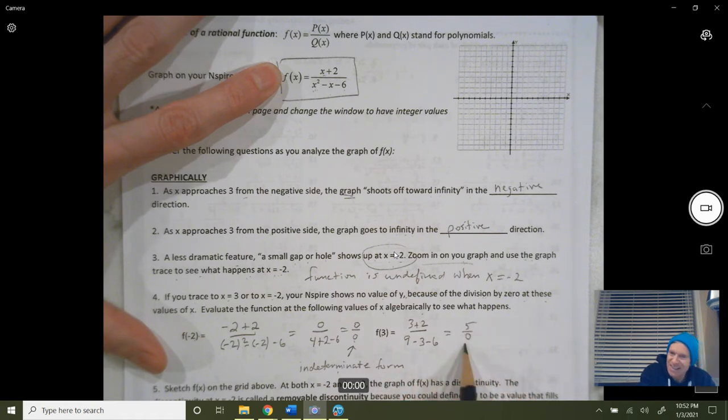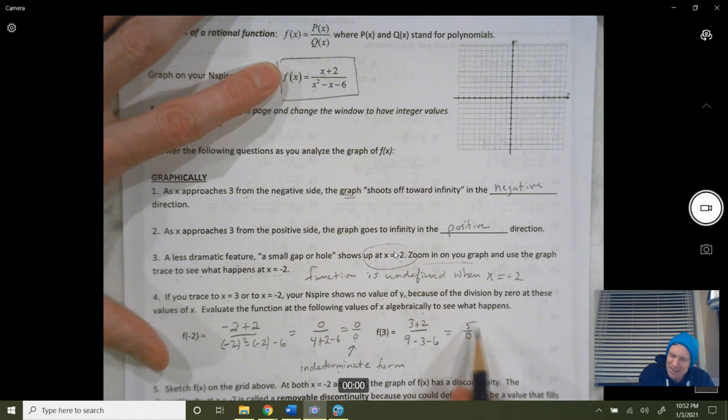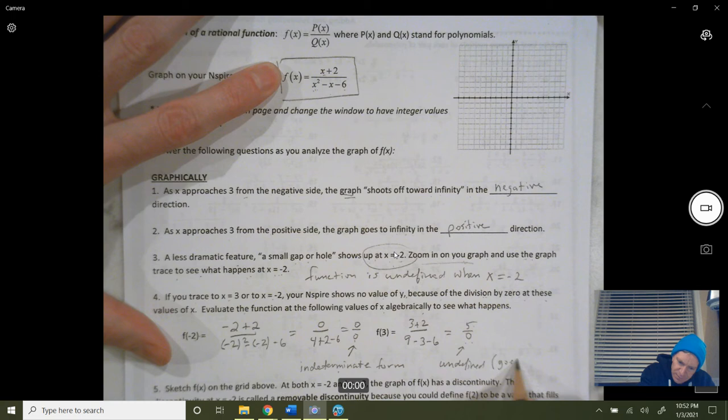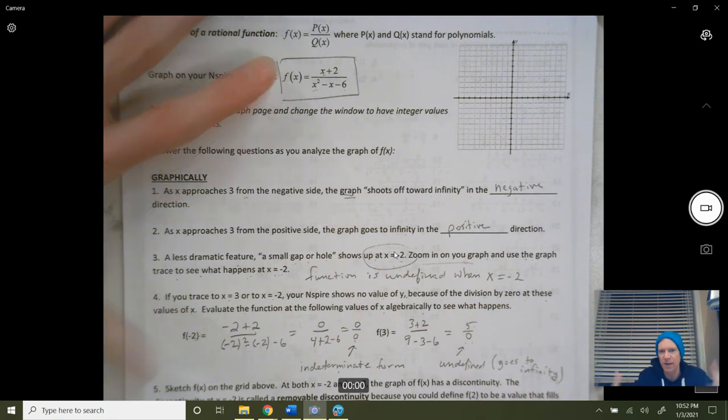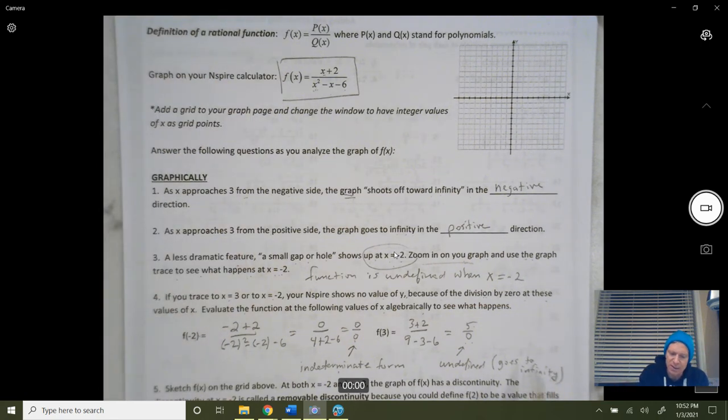Okay, this is not indeterminate form. This goes to infinity. Okay, it's undefined, but goes to infinity. We can't say it equals infinity because infinity is not really a number. It's more of an idea or a concept, something that's infinitely large.